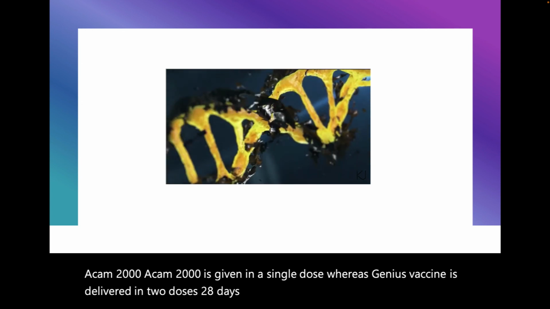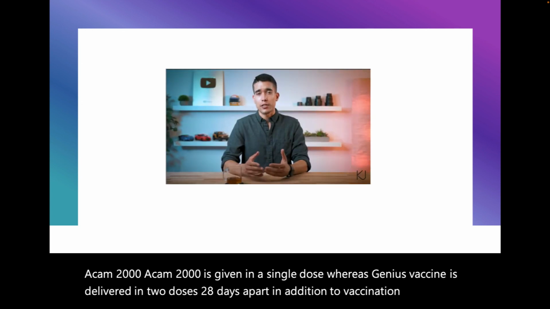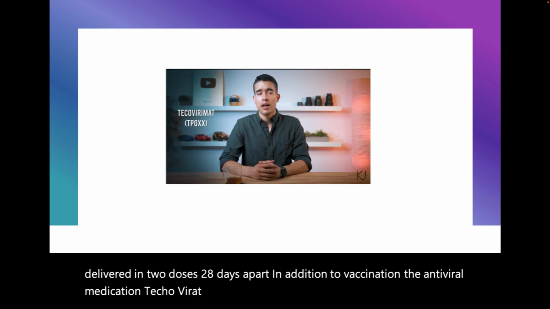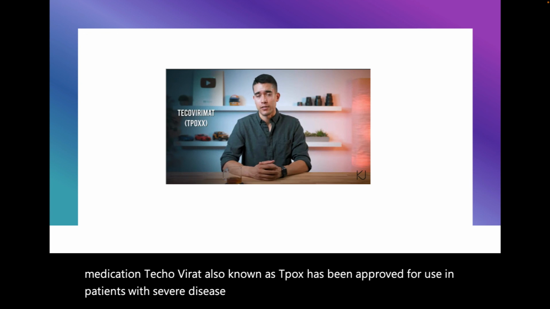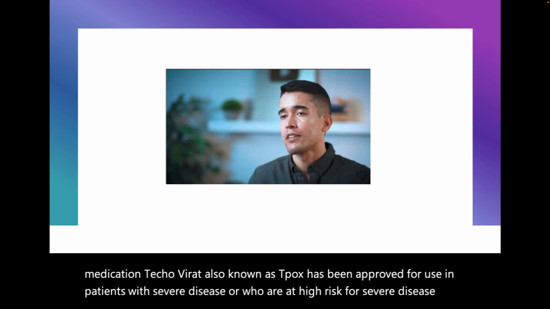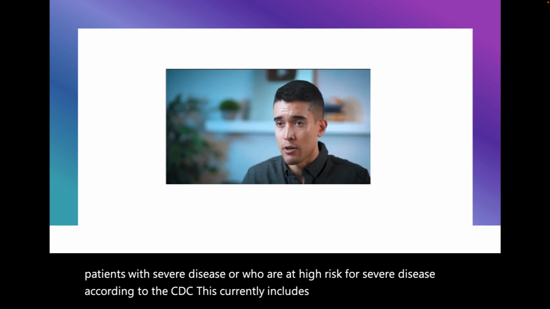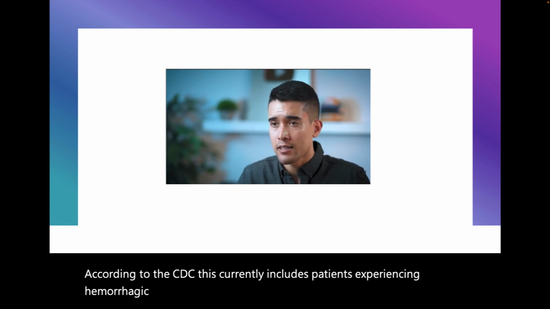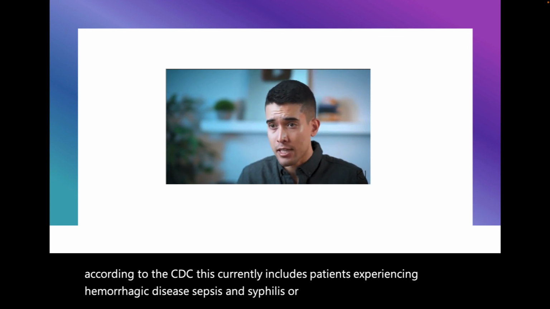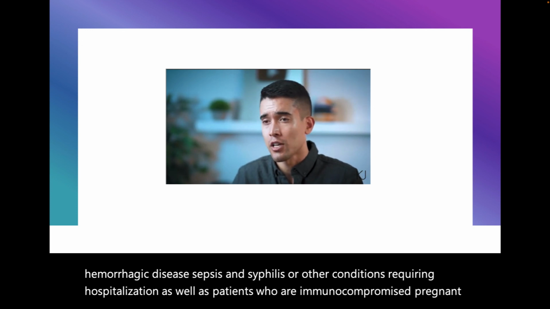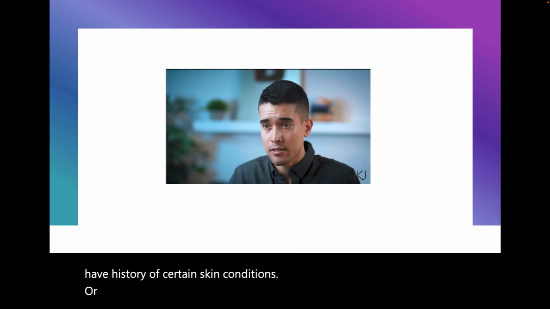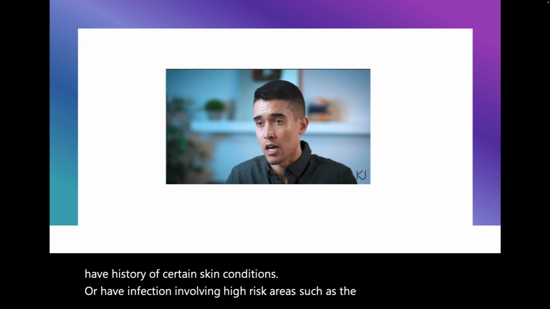In addition to vaccination, the antiviral medication tecovirimat, also known as TPOXX, has been approved for use in patients with severe disease or who are at high risk for severe disease. According to the CDC, this currently includes patients experiencing hemorrhagic disease, sepsis, encephalitis, or other conditions requiring hospitalization, as well as patients who are immunocompromised, pregnant, have history of certain skin conditions, or have infection involving high-risk areas such as the eyes, mouth, and other anatomical regions.